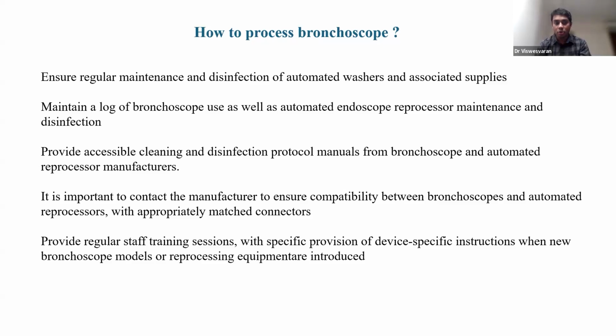You may be an excellent bronchoscopist, but if you're not able to train your staff well in terms of disinfection or sterilization, then possibly you are exposing yourself as well as your patient to dreadful infections, and it can compromise the safety of your bronchoscopy suite as well.